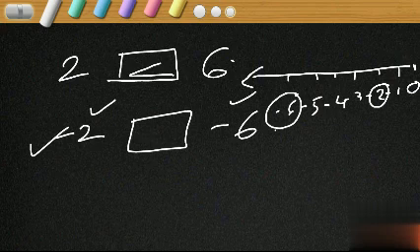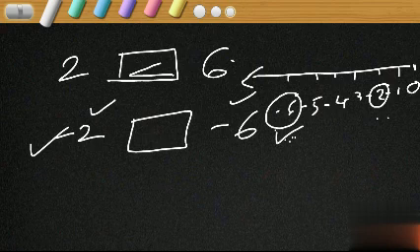Among these two numbers, which is on the left side? We have learned earlier that when comparing two numbers on the number line, the number on the left is the smaller one and the one on the right is the greater one. Which is on the left? Yes, minus 6 is on the left side. So which one is smaller?